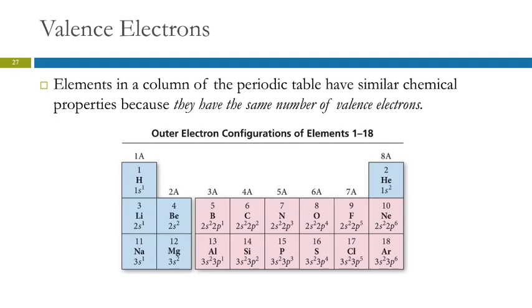So here's part of the periodic table, first 3 periods. So group 1A, hydrogen, lithium, sodium, these elements have 1 valence electron, and that's why they have some similar properties. Beryllium and magnesium have 2 valence electrons. Let's not do all of these. Nitrogen, group 5A, phosphorus, 5 valence electrons. Fluorine and chlorine, 7 valence electrons. And the noble gases, except for helium, have 8 valence electrons.